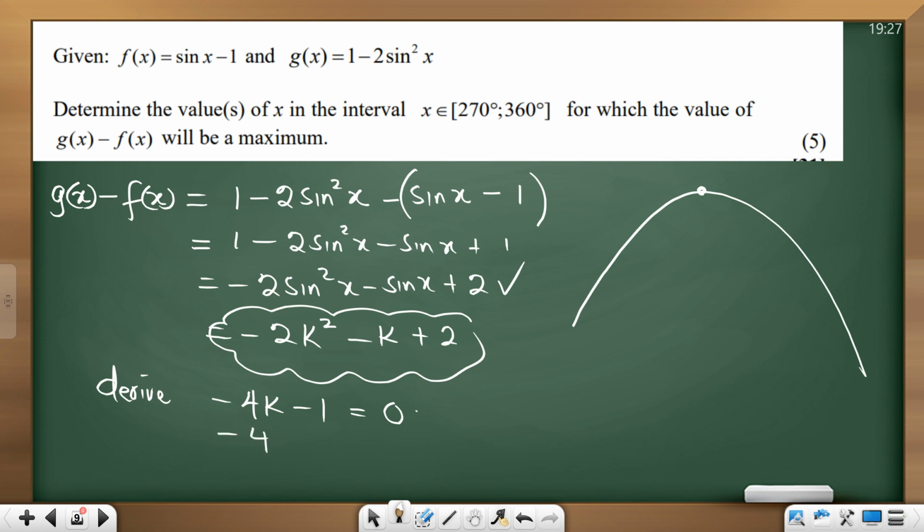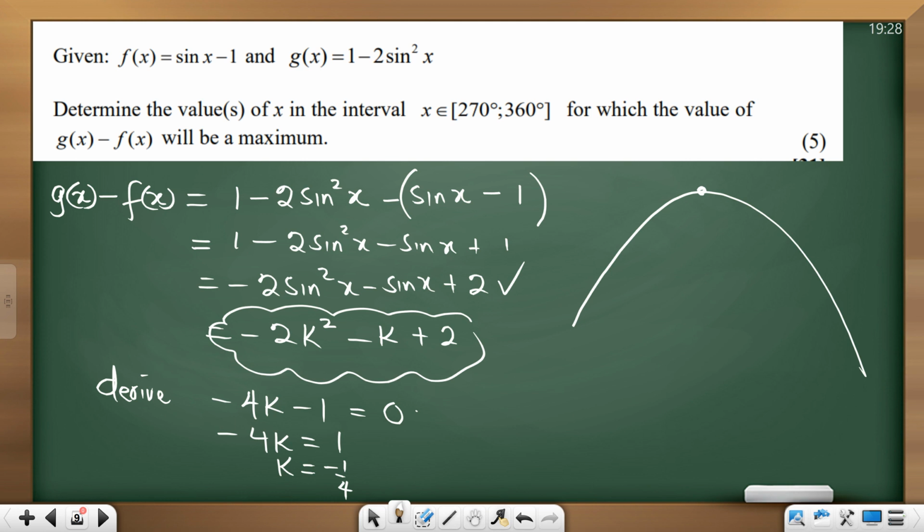So what are we going to get? Minus 4K equals to 1. What is K? But what is K here? Sine x. So sine x equals to what? Negative 1 over 4.